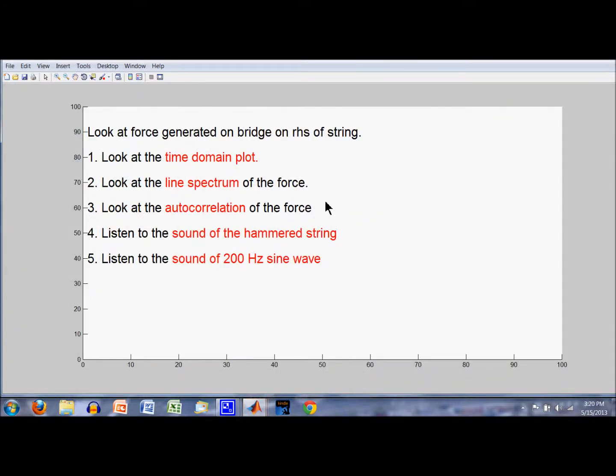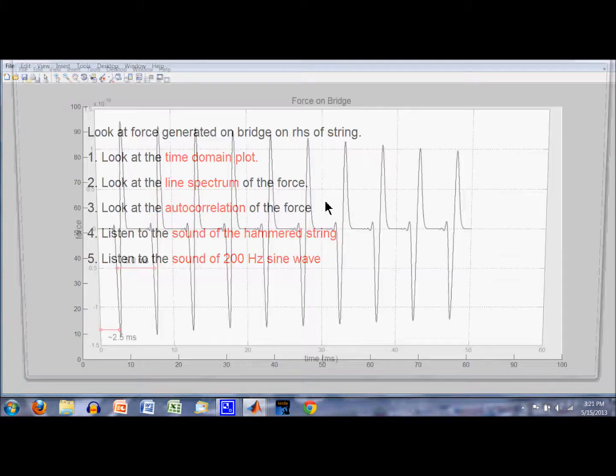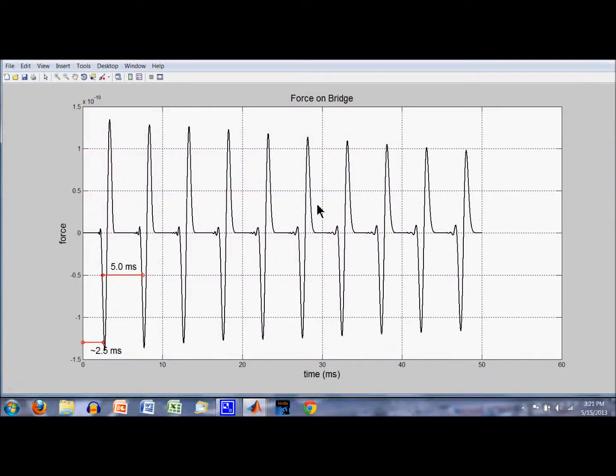Okay, now let's take a look at the force that the stiff wire exerts on the right-hand side where the bridge is located. First we'll look at the time domain, then the line spectrum, and then the autocorrelation and the sounds. Here's the time domain of the force on the bridge on the right-hand side. See, nothing happens until about 2.5 milliseconds, which is half of the natural period. Then the wave gets across to the right-hand side, and we see the force and the inversion. Then about 5 milliseconds later, it gets back. The traveling wave comes back to the right-hand side, and this pattern continues.